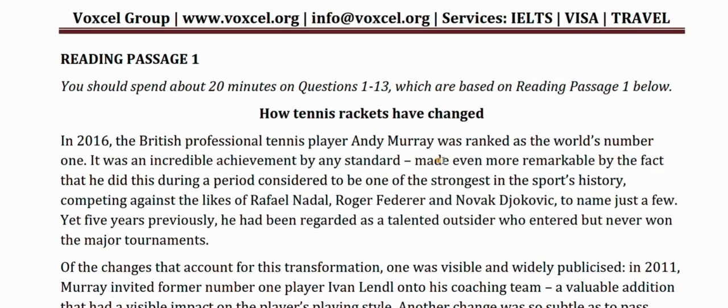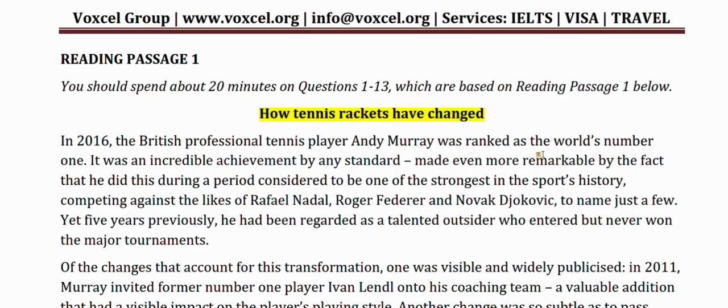What we should do while solving the reading is first try to read the heading of the paragraph so that we can get an image of what we could read in this particular paragraph. Maybe the information is not what we thought, but we can have some sort of an idea about the paragraph, and it will help our brain channel its vocabulary and help us understand it better. So the heading of the paragraph is how tennis rackets have changed.